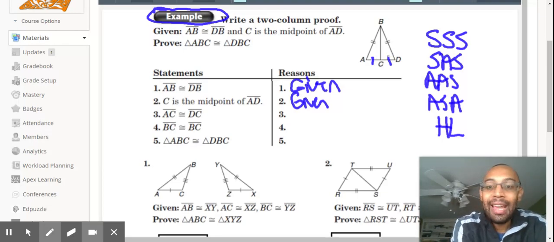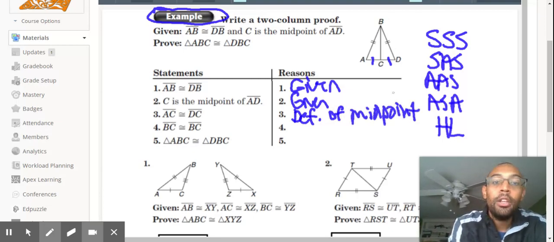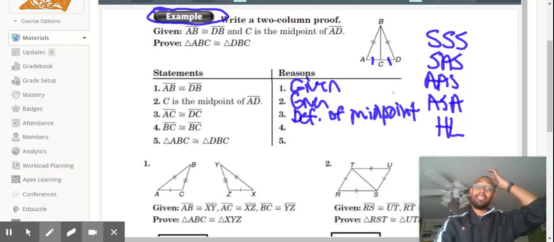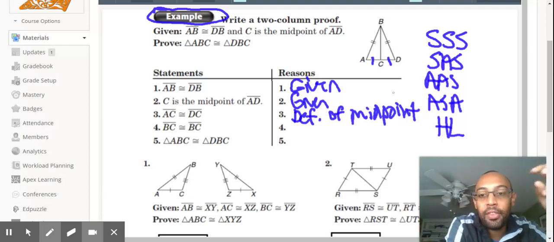The fact that AC is congruent to DC is a new thing you will need to write down: this is the definition of a midpoint. Whenever they tell you that C or anything is the midpoint of something, you can automatically write that those 2 segments are congruent because of the definition of midpoint.